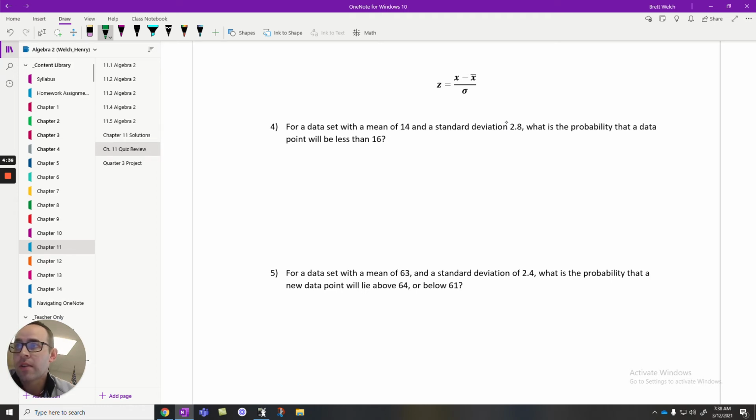That's this guy right there. So it's a standard deviation of 2.8. 2.8 would be my denominator. I'm minusing 14. And what is the probability that a point will be less than 16? Okay, so first off, let's just use the 16. We're going to have to mess with the less than here thing in just a minute.